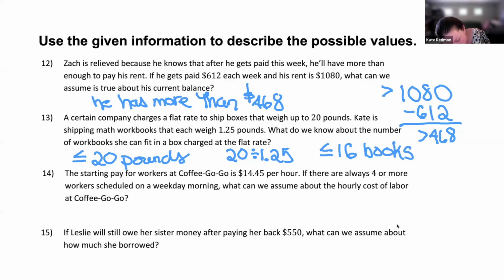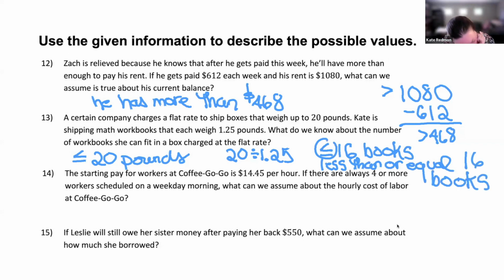Nice. And again, you don't have to use the symbol. You can say she can ship less than or equal to 16 books. Or you could say she could ship 16 or less books.